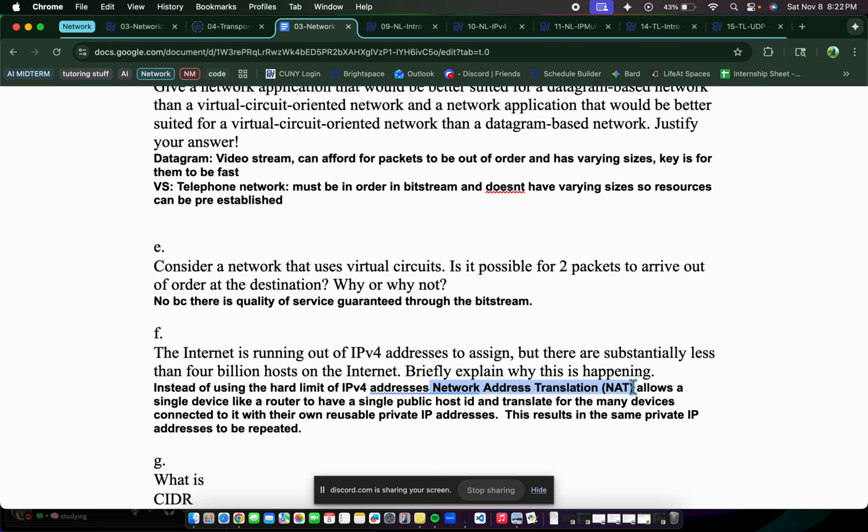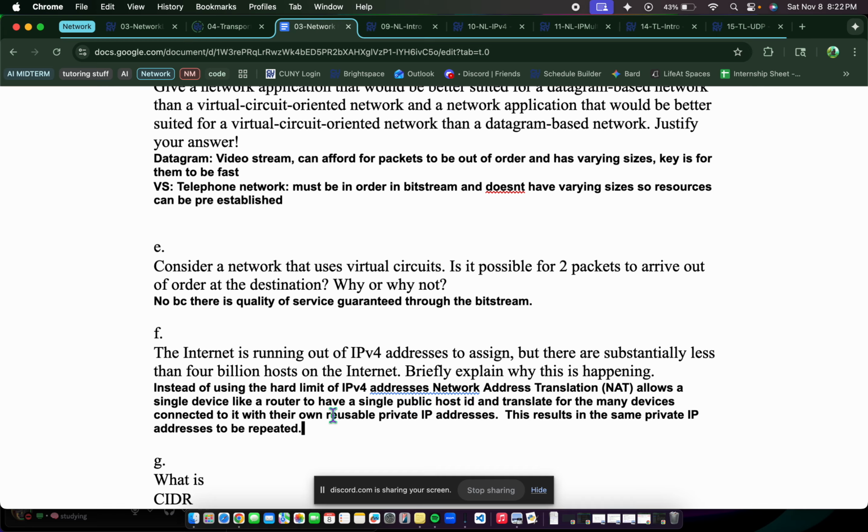Multiple routers will have different public IPs for sure, but their private IPs can be the same. So maybe someone's phone has an IP of 10.10.10.10, and someone else's iPad has an IP of 10.10.10.10. That's totally fine because of network address translation. And this, as the name suggests, translates for the devices that are connected to it with its own reusable private IP addresses.